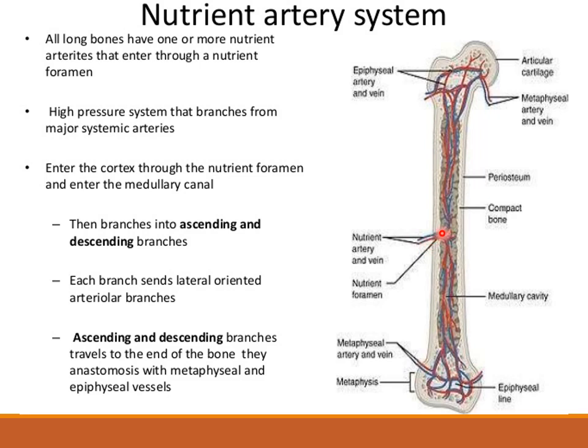Then this is passing through the nutrient canal as it is traversing the cortex of the bone, and when it reaches the juxta-osteal zone, which I have told you is the junction of the compact bone and the spongy bone, here it is divided into the ascending and descending branches.